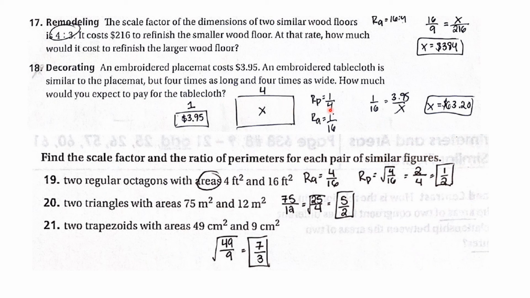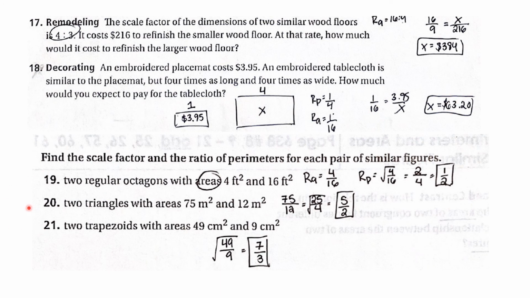So again, the ratio of our perimeters will be 1 to 4, and then the ratio of our areas, if we square that, will be 1 to 16, right? So basically, we're saying that the cost of this larger area is going to be 16 times as big as the smaller size. So I can set up my ratio here and solve, and I got 63.20.